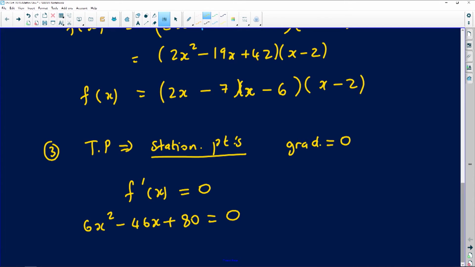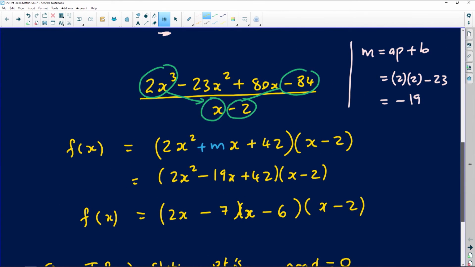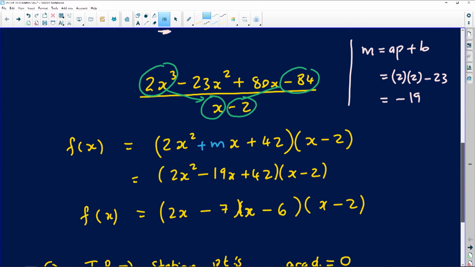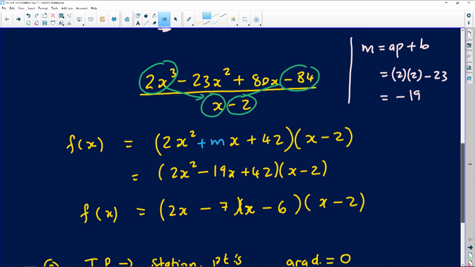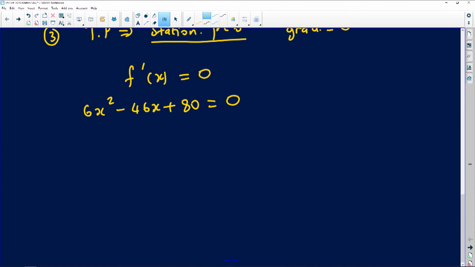So this is the derivative. I'm equating the derivative to 0. I'm deriving my cubic function, the 2x cubed. That's where the 6x squared minus 46x plus 80 comes from. All right? Now, after doing that, you equate this to 0. And then I think by just looking at it, it looks like 2 can go into all these numbers. So I'm going to divide all of them by 2. I end up with 3x squared, and then 23x.